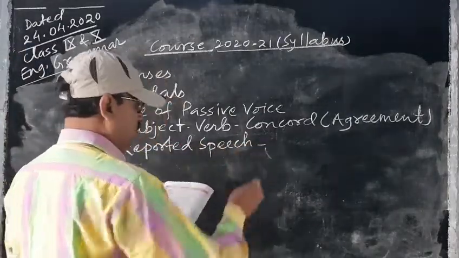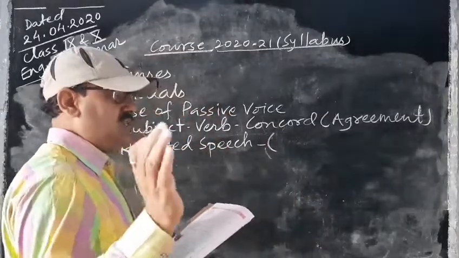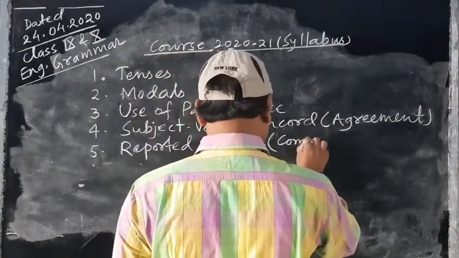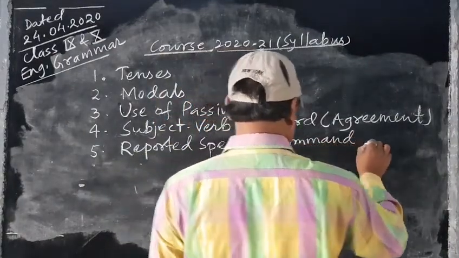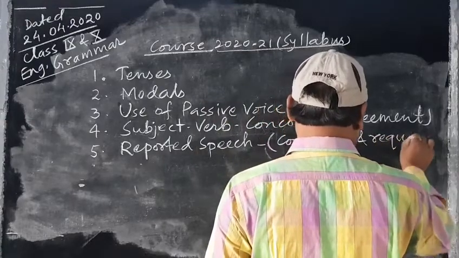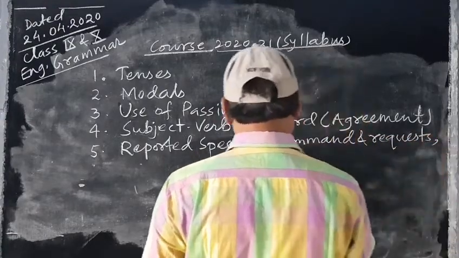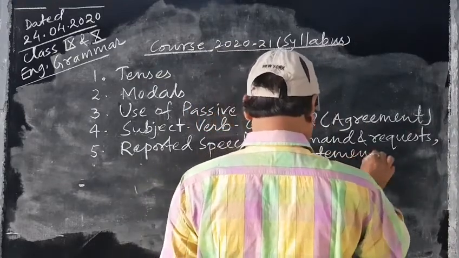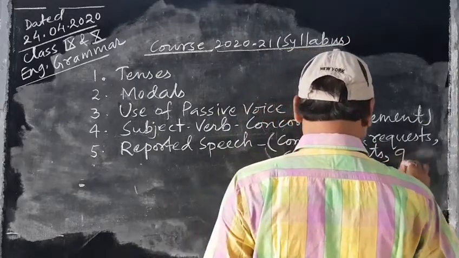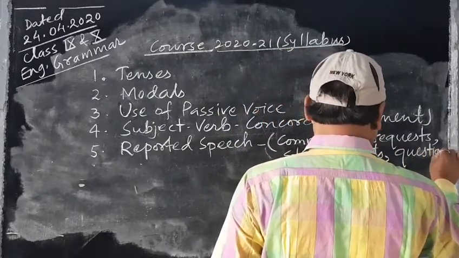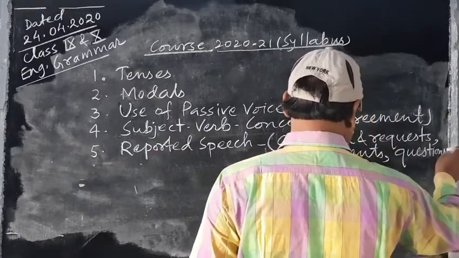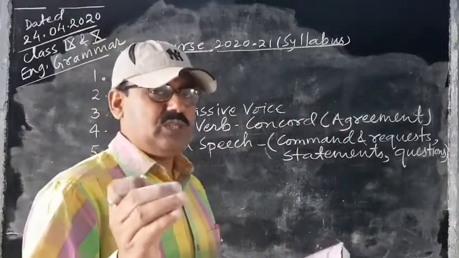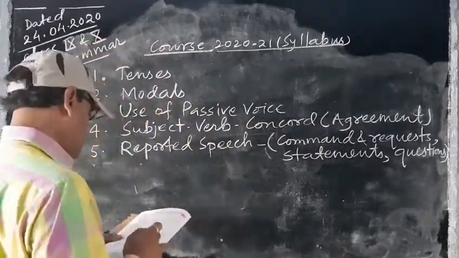And in this reported speech section we have to study only three parts. First one is commands and requests, second one is statements, and third one is questions. These three parts of the narration or reported speech we should study.